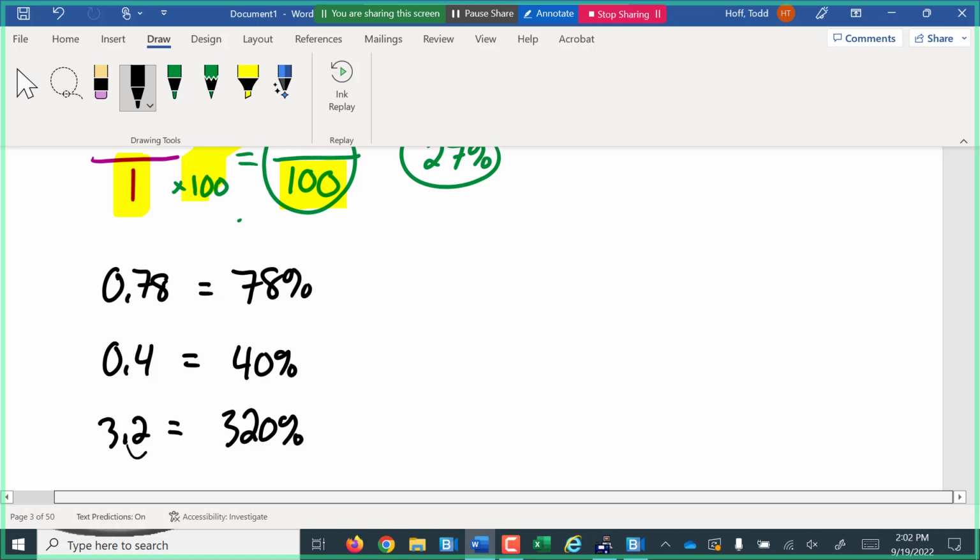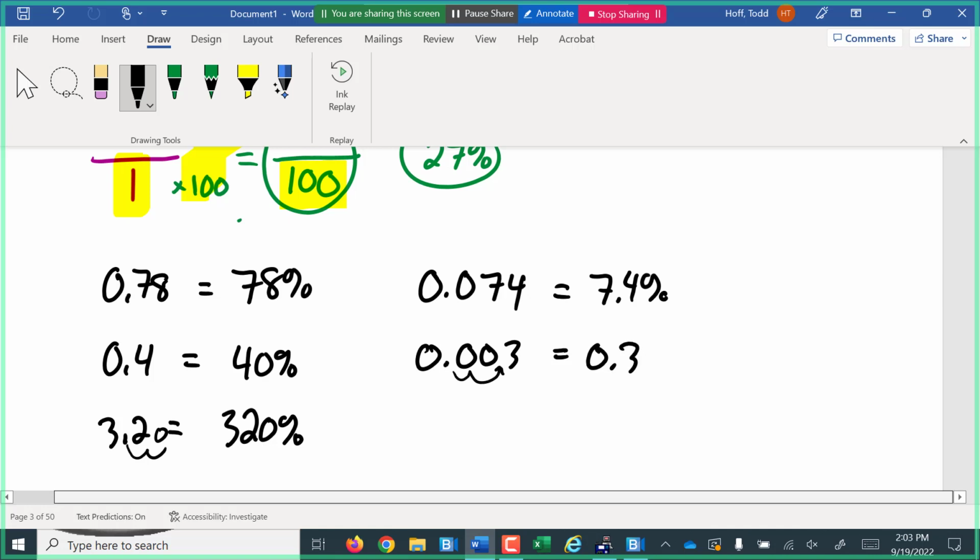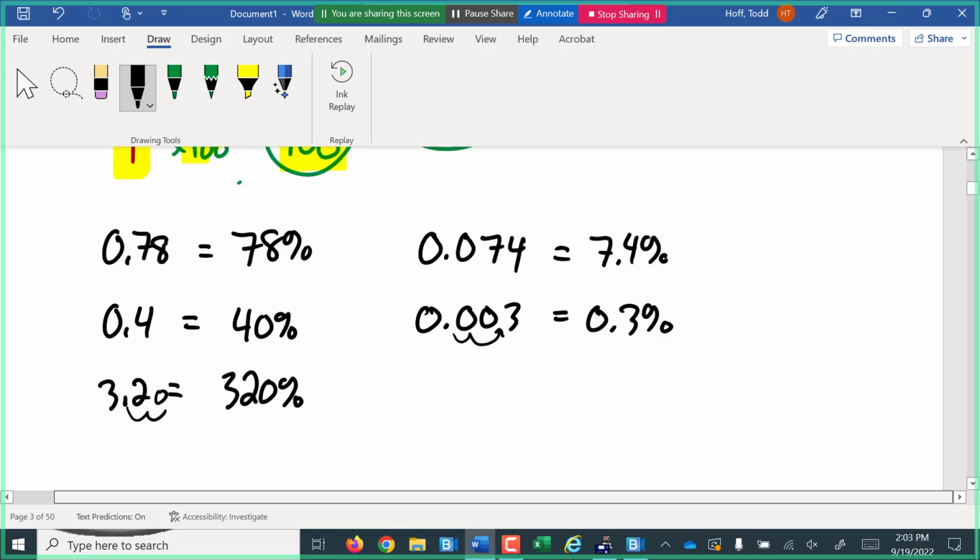320%. Two spots to the left, to the right, you have to add the 0. 0.074 as a rate, what's that become as a percent? 7.4%. 0.003 becomes what as a percent? 0.3%. There we go. So going from that rate to a percent, you're just moving the decimal back to the right 2 spots.